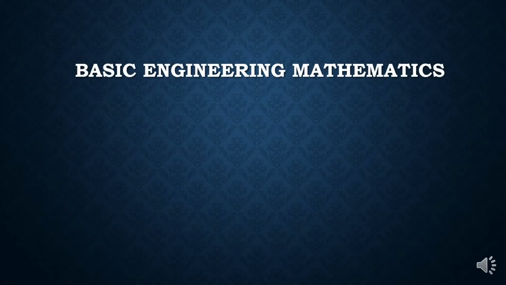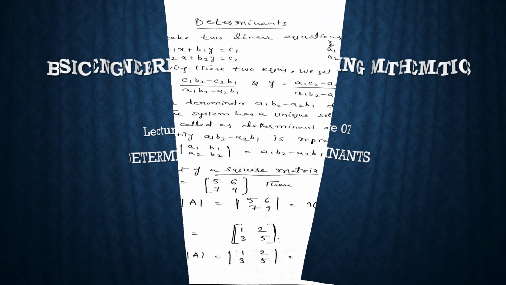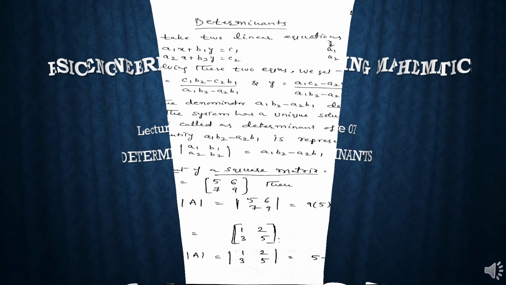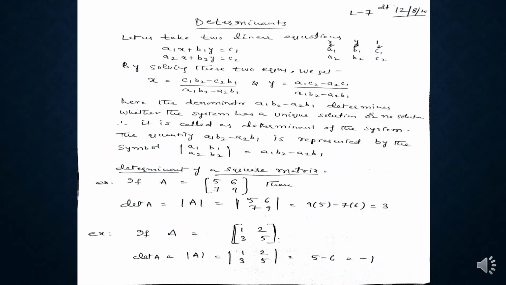Dear students, today I am going to explain determinants. To understand determinants, let us take two linear equations, a1x plus b1y is equal to c1, and a2x plus b2y is equal to c2. By solving these equations, we can find the values of x and y.